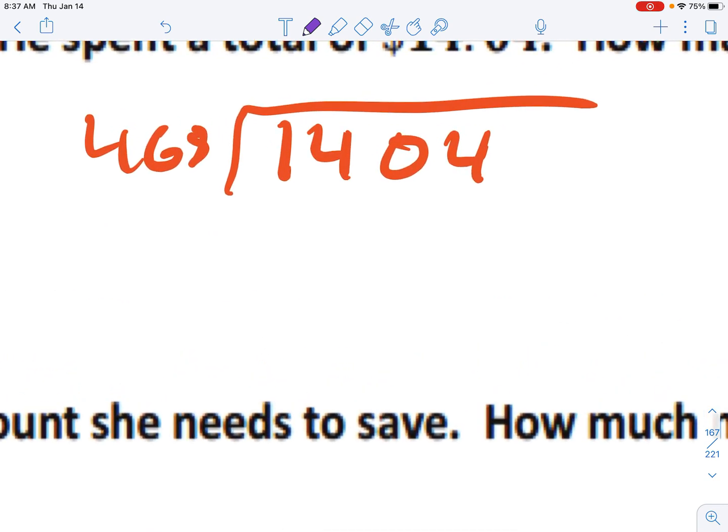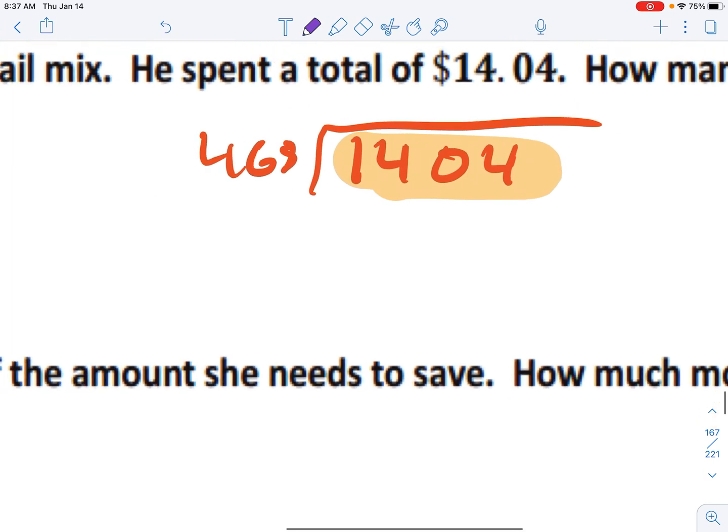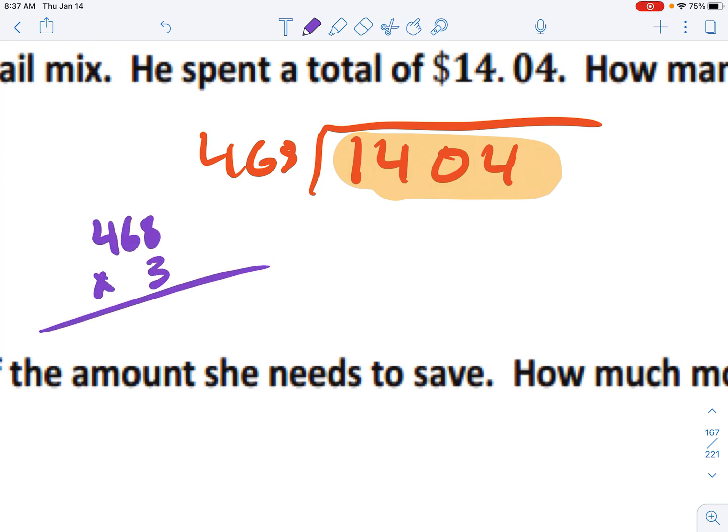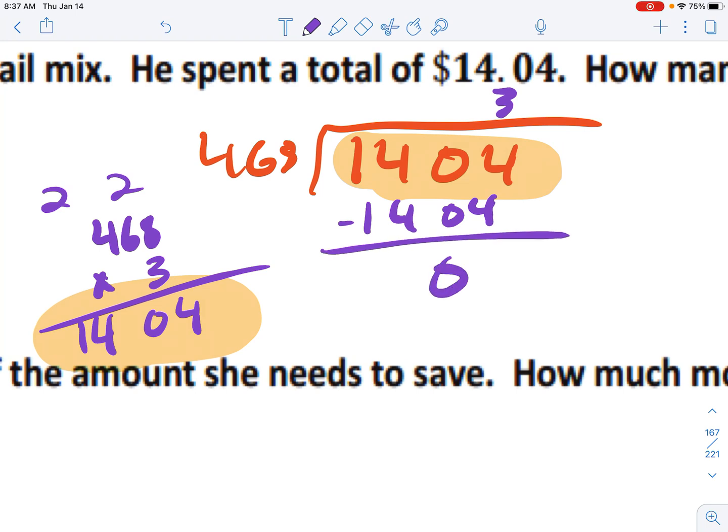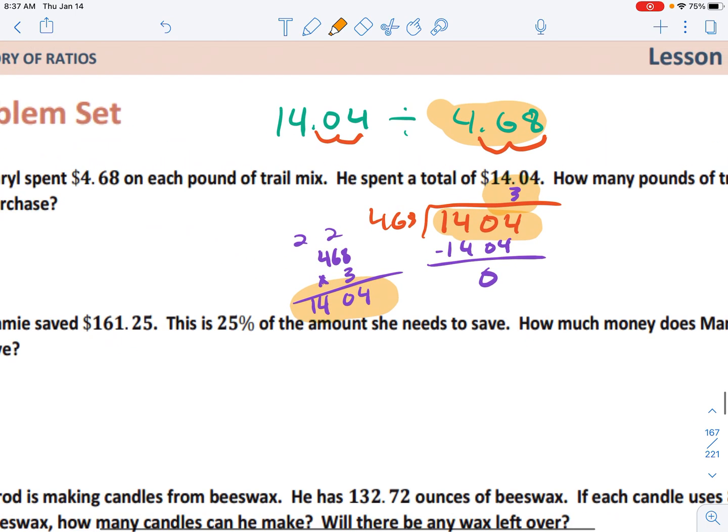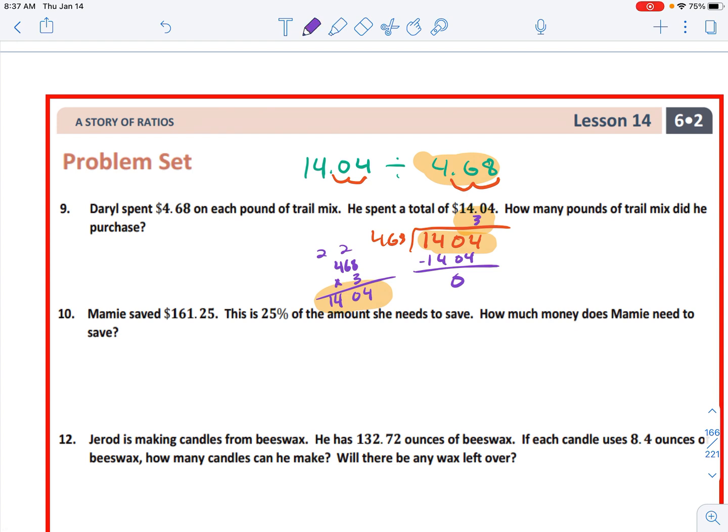Okay, so looking at this, 468 can't go into 140, so we have to start with the whole thing. And let's see how many times. I know 4 times 3 is 12, so let's try 468 times 3. This is 24, 18, and 20, 12, and 14. And look at that. We go into it evenly 3 times with no remainder. So my answer comes out to 3. They are asking how many pounds of trail mix did he purchase. He purchased 3 pounds.